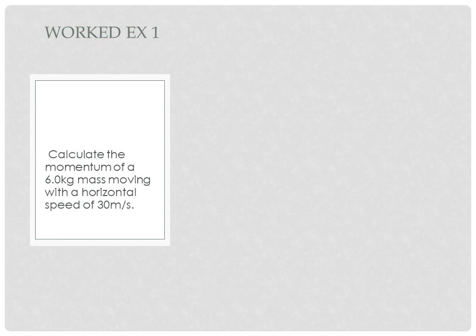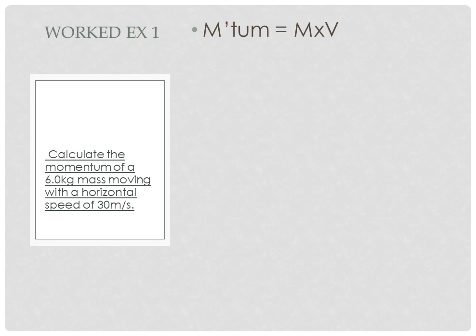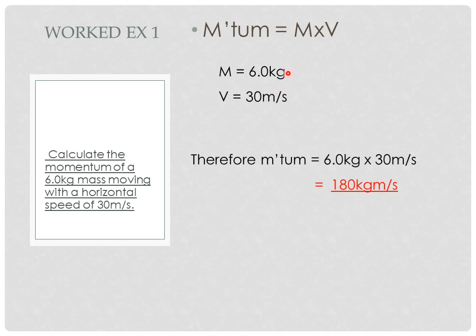Let us look at some examples. The first example says: calculate the momentum of a 6 kilogram mass moving with a horizontal speed of 30 meters per second. Straightforward, we state our equation: momentum is equal to mass times velocity. The mass is 6, the velocity is 30. Therefore, the momentum is 6 times 30, giving us 180 kilogram meter per second.